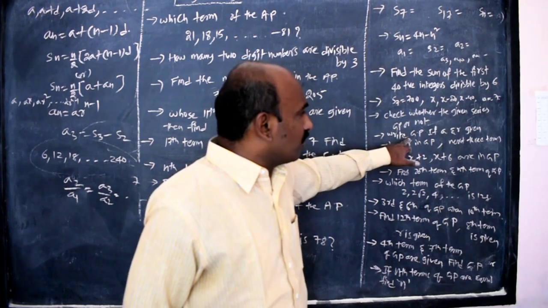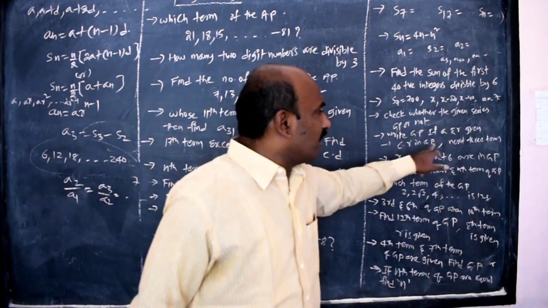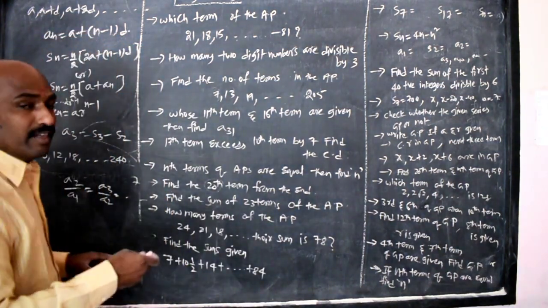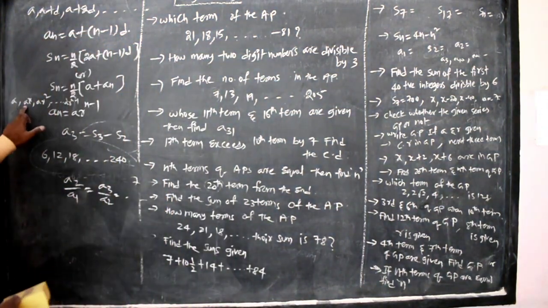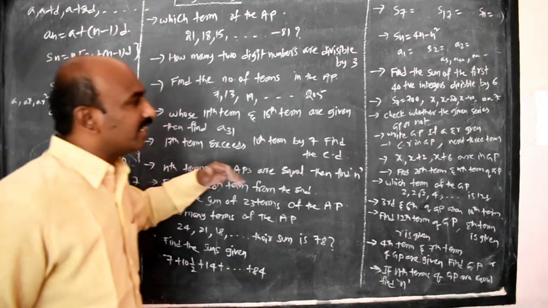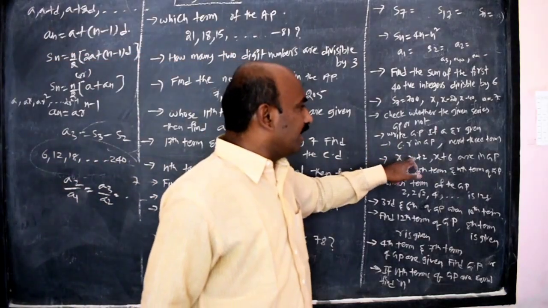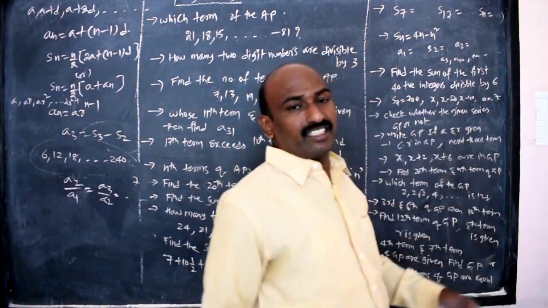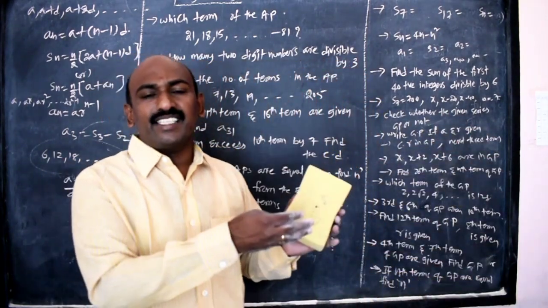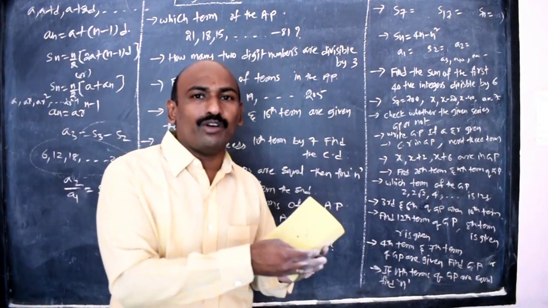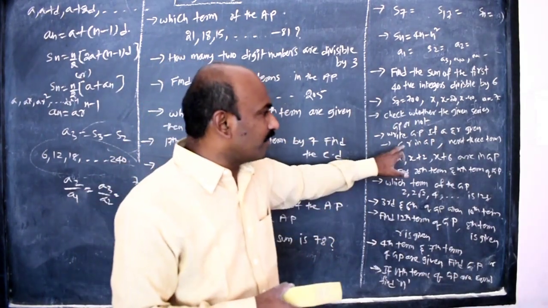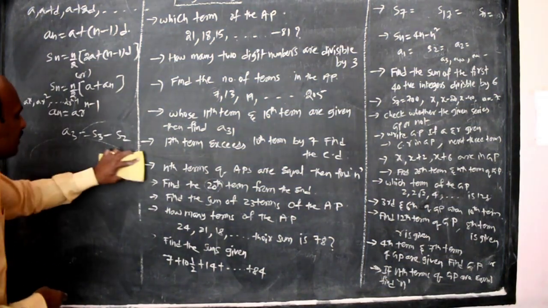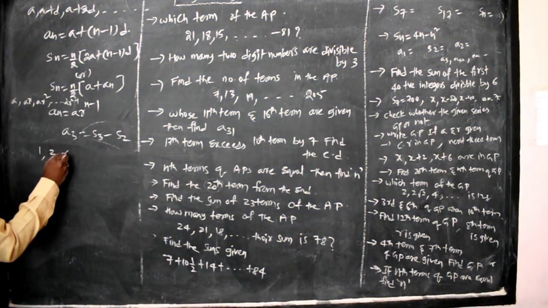If you go with the next one, write the GP if a and r are given. If they ask to write the GP series, if a and r are given, we can find the GP form a, ar, ar squared. This formula will apply and we can get the GP series. And find the common ratio in a GP and write the next 3 terms. If they give a series and we need to find the common ratio and the next 3 terms of the GP, we can find it.